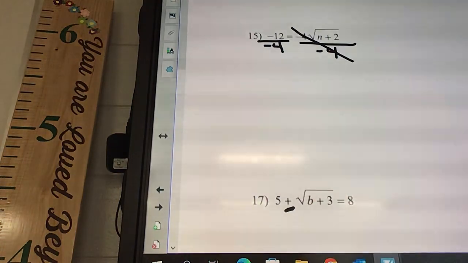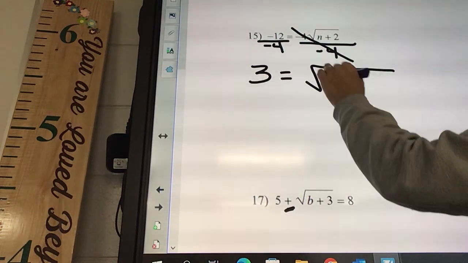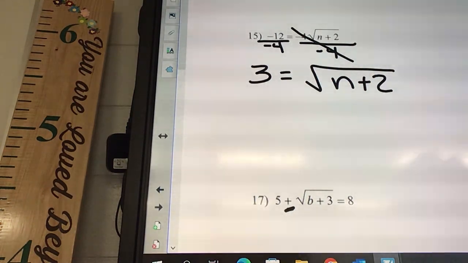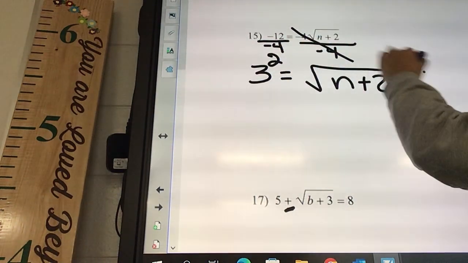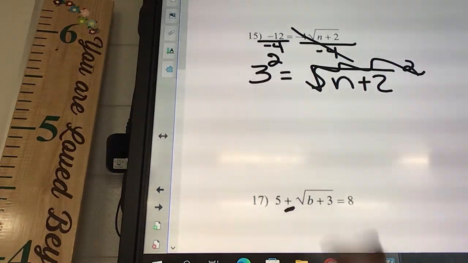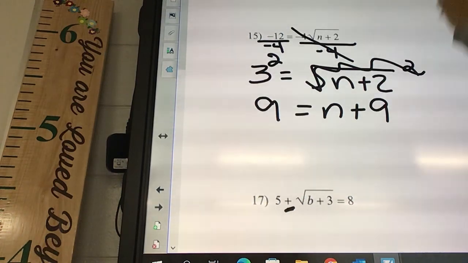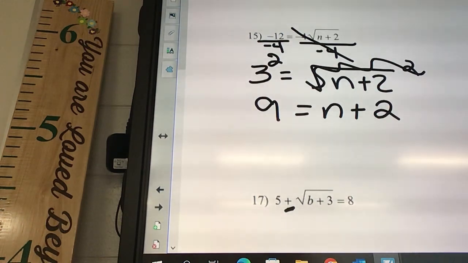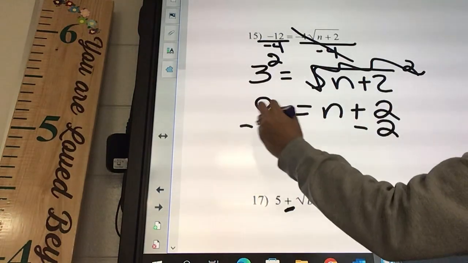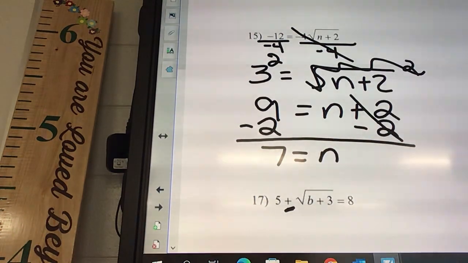Okay, so -12 divided by -4 is 3. It's gonna be 3 equals square root of n plus 2. Square, good, we're gonna square both sides. What is 3 squared? 9 equals n plus 2. Oh, shoot. Minus 2, not plus 2, minus 2. Good. 9 minus 2 is 7. 7 equals n.